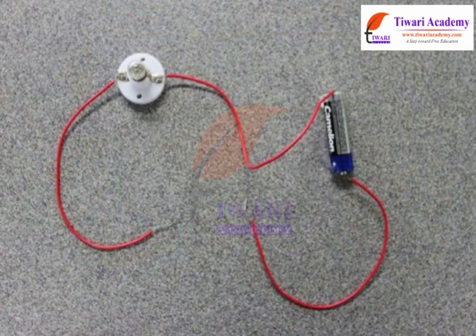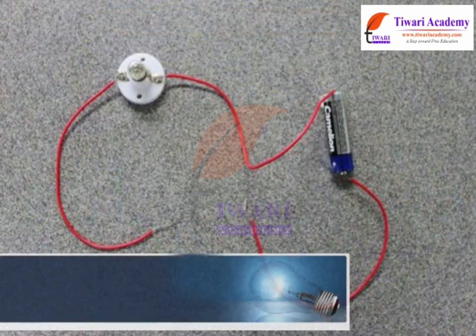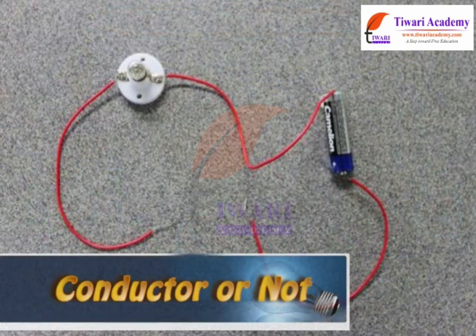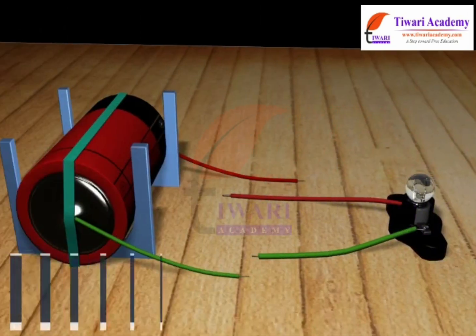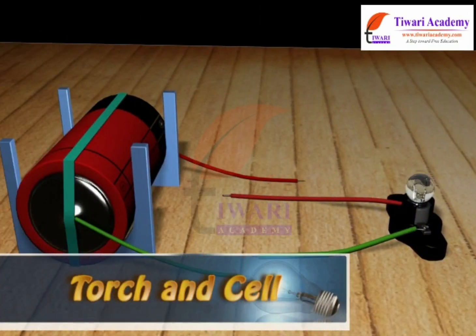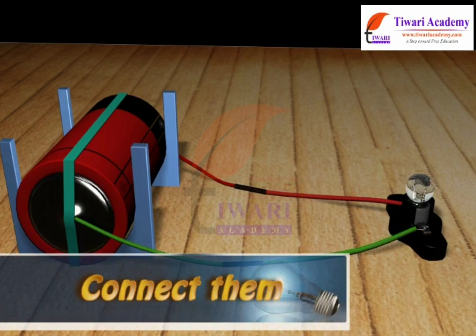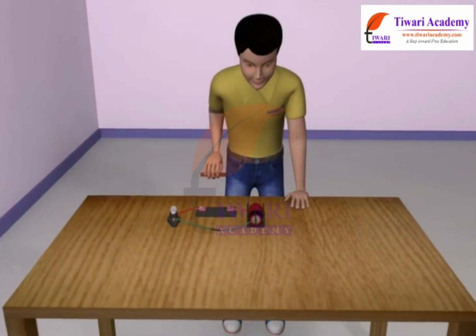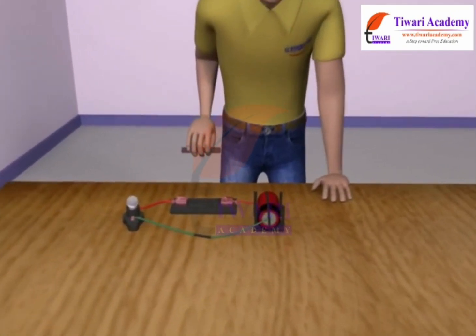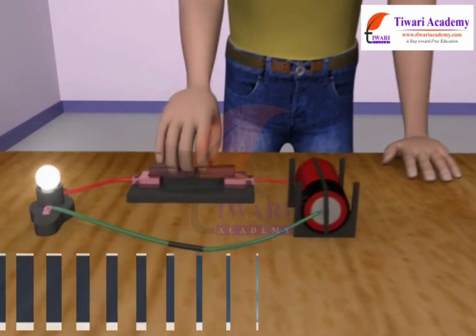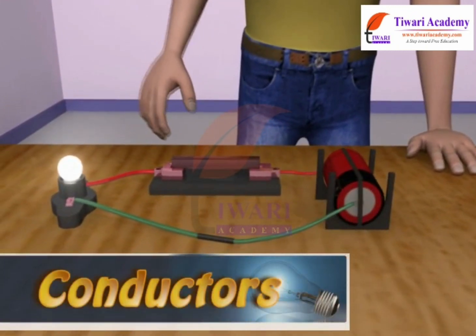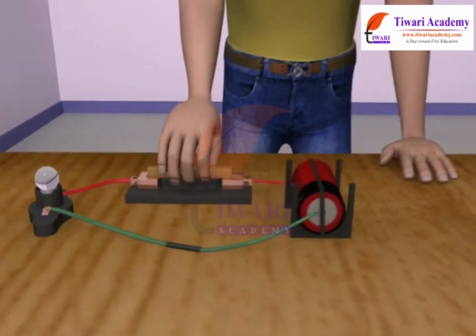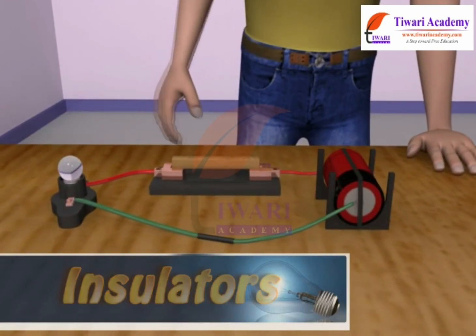It can be tested whether a given material is a conductor of electricity or not. Take a torch bulb and a cell. Connect them as shown. You have two free ends of the two wires. Insert the given material between the free ends of the wires. If the bulb glows, the material is electrically conducting. Otherwise, it is an insulator.